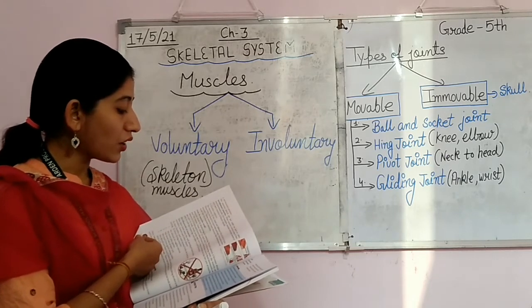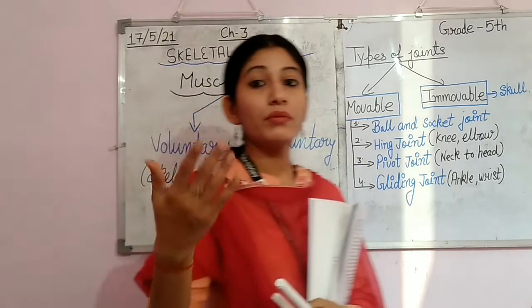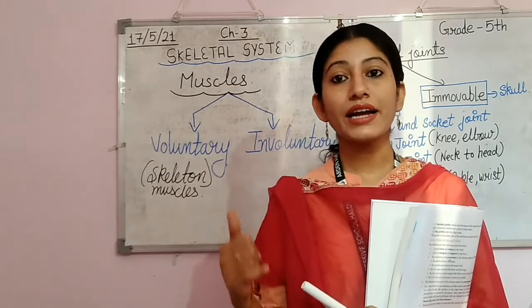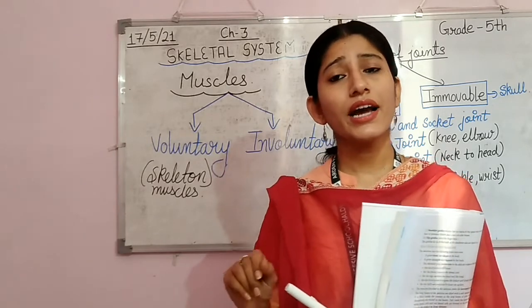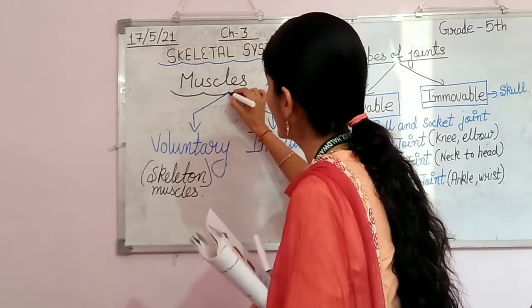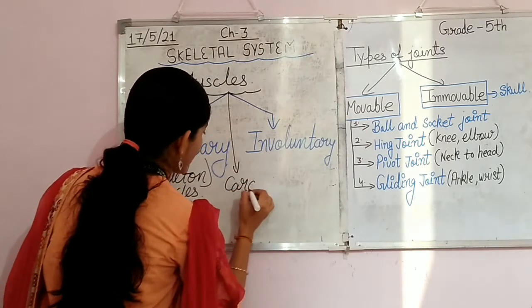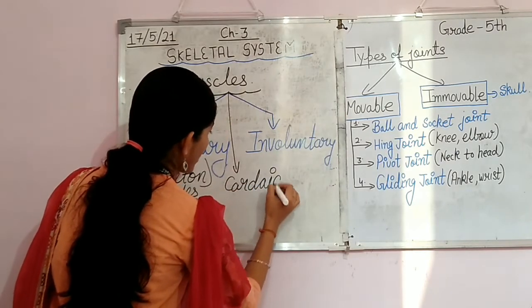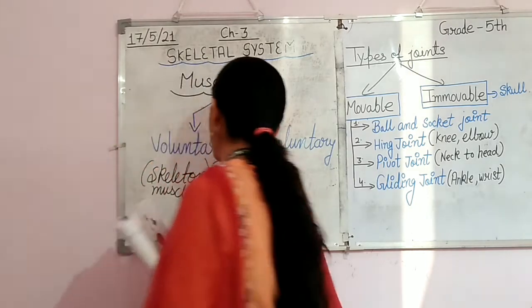Okay. Now, one more type of muscle we have, that is called cardiac muscles. What are these cardiac muscles? Let me write here. Voluntary, involuntary, and the other comes cardiac. Cardiac muscles. What are these cardiac muscles then?